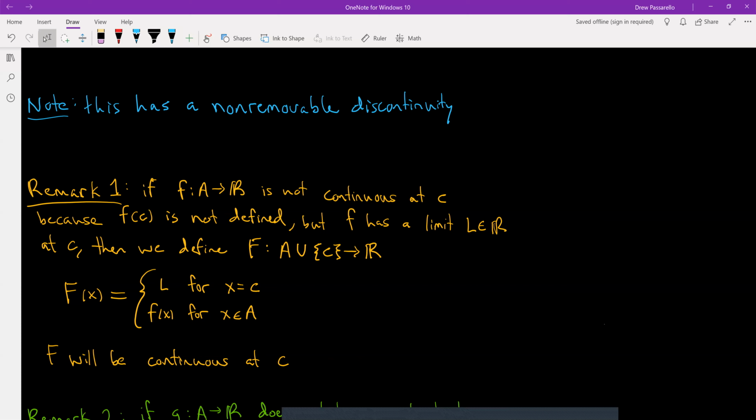Then we can extend this to a function called capital F, from the union of the domain A with the singleton set {c} to the reals, and we define it by letting capital F of x equal this value L for x equals c, and equal little f of x for x in the set A. Then our capital F will be continuous at c. So we can make this a continuous function, and this involved a removable discontinuity.